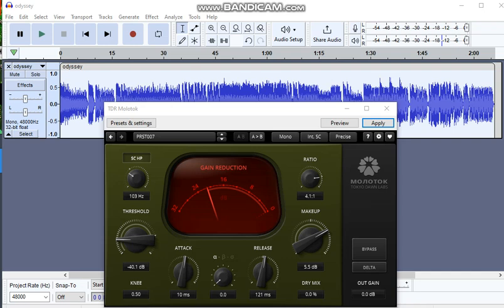The threshold we're going to put it at 40 to 50 dB. So that's already there like that. The ratio we're going to put it at 1.2. Okay, the release time is going to be about 300 milliseconds.